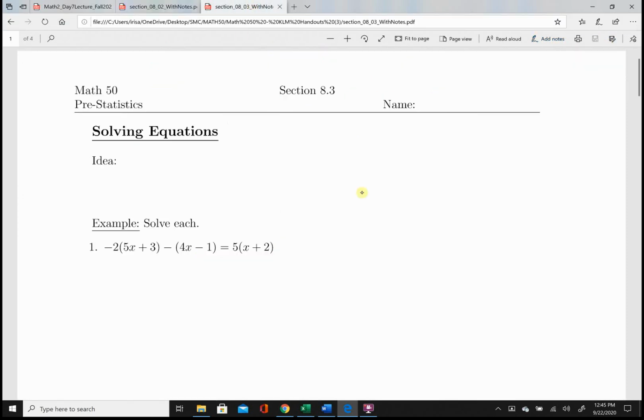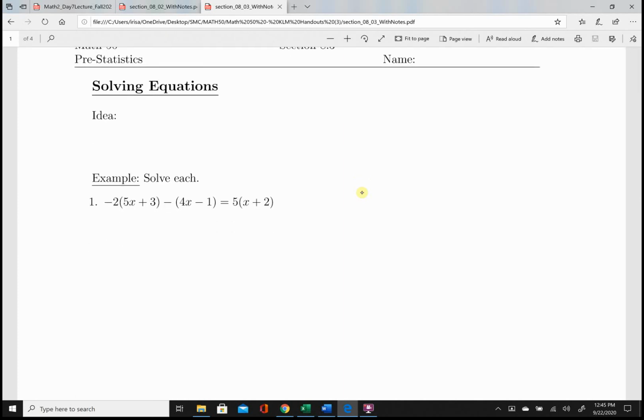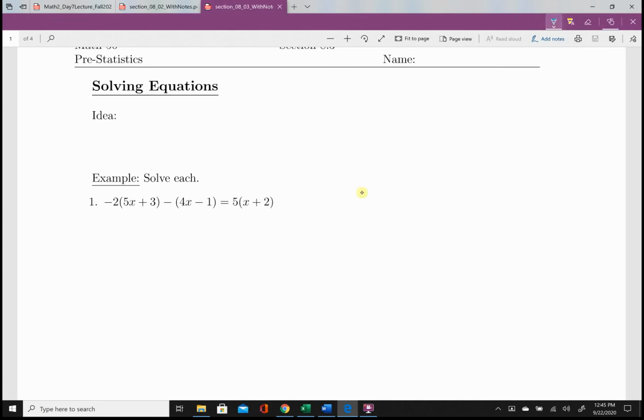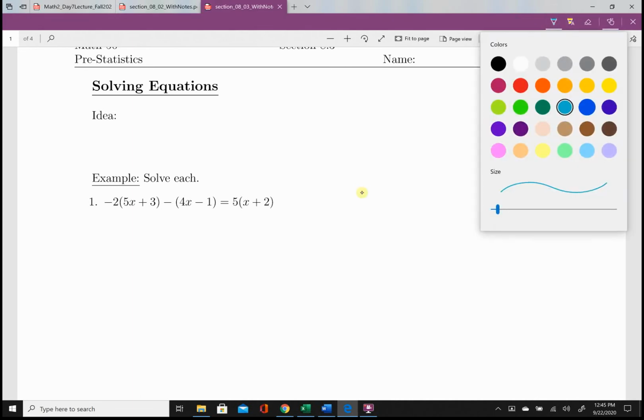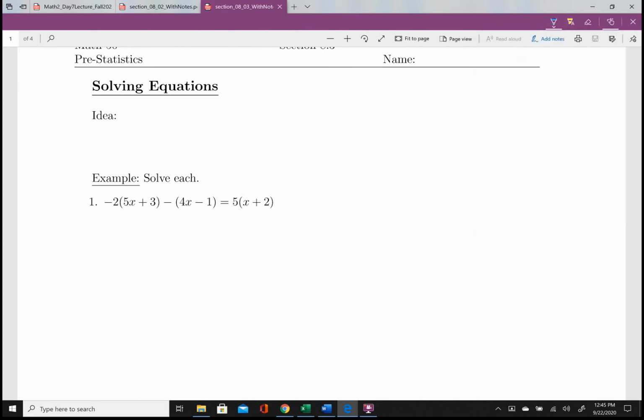And we have one more section to cover here. We're going to be solving some more equations, and they're going to get markedly more complex. Nothing we can't handle, though. Let's go ahead and put the add notes business on here. And we'll start off with this electric blue. Now, the idea with solving equations is the same thing that we were thinking about with the previous equations that were a little bit more simple. But the idea hasn't changed at all.